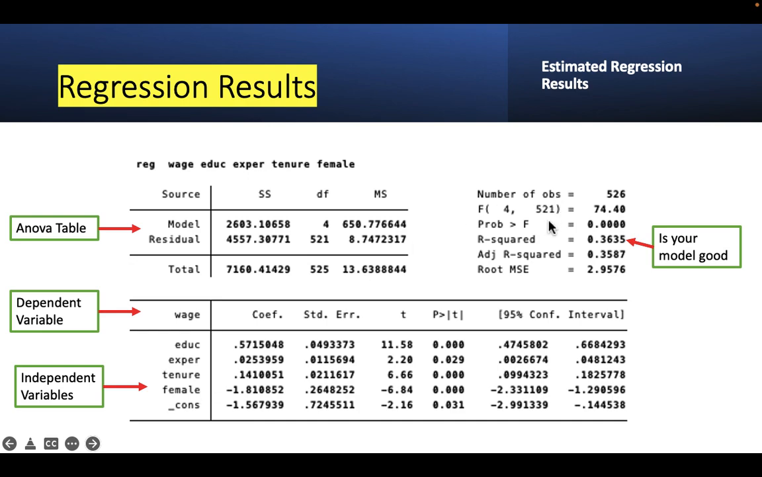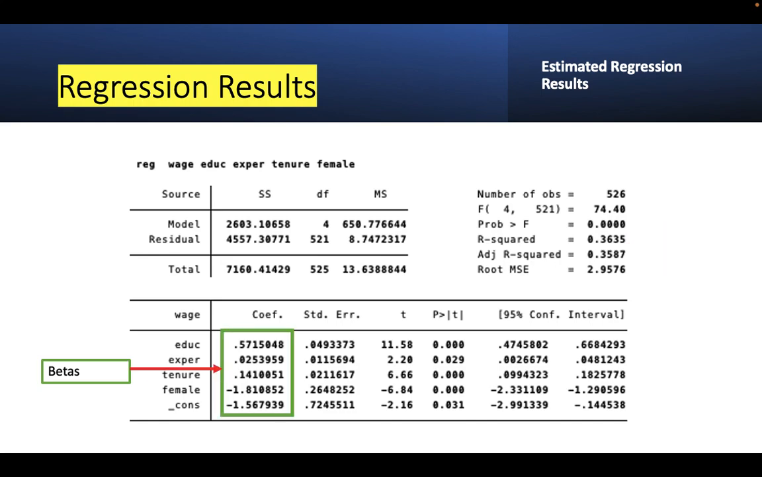And then on the right hand side you have another box. This box over here tells you whether your model is good or not. So at the moment our model is basically wages being explained by education, experience, tenure, and gender. This box explains to us whether this model that we've chosen to explain the variation in wages is good or not.